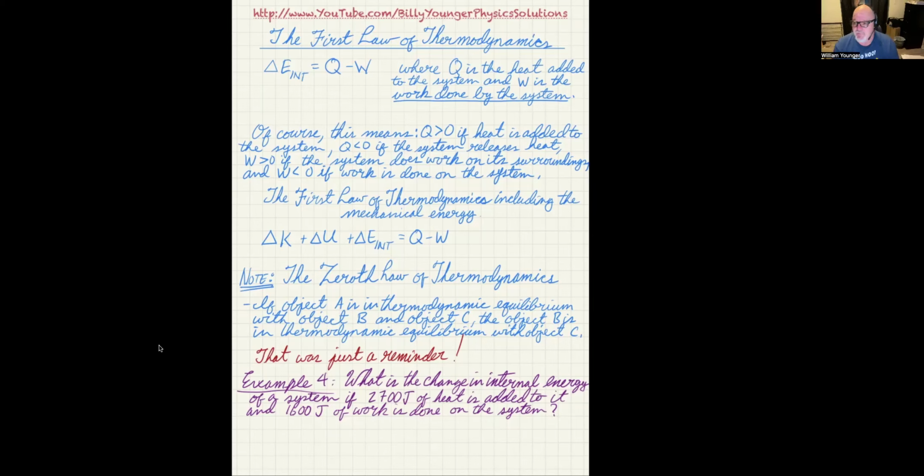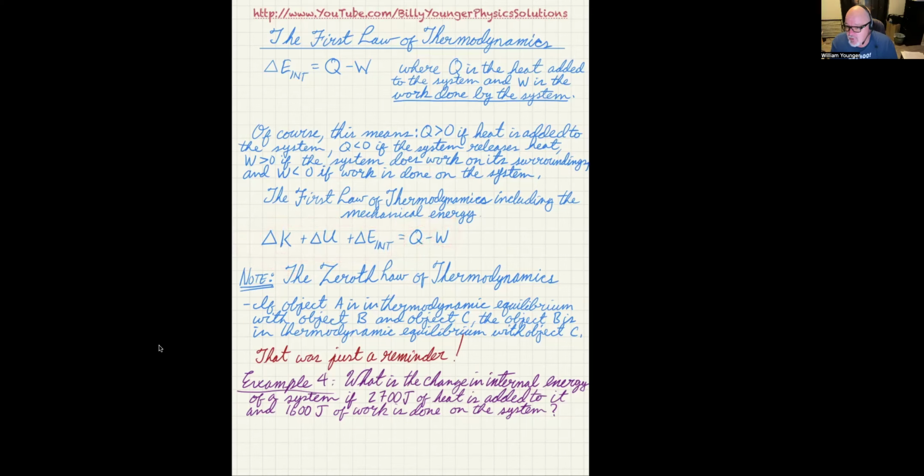And if you want to further see that it is a conservation of energy, we can combine the internal energy with mechanical energy, and we get this other version down here, which basically says that the total energy of the system, which is the kinetic energy, the potential energy, and the internal energy, the change in all of them is equal to the heat added minus the work done by the system.